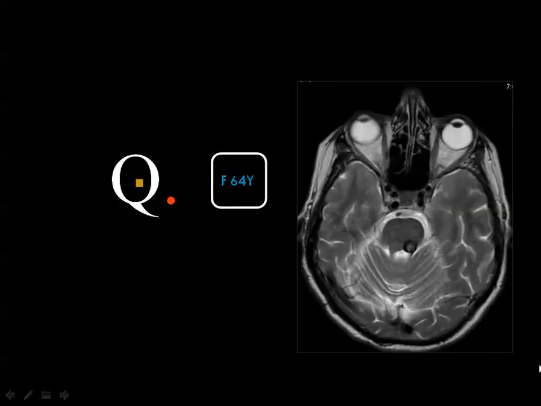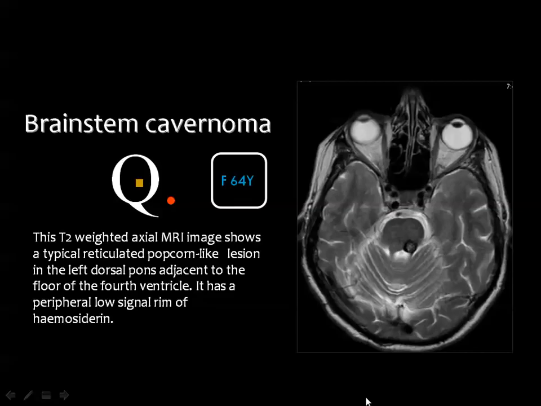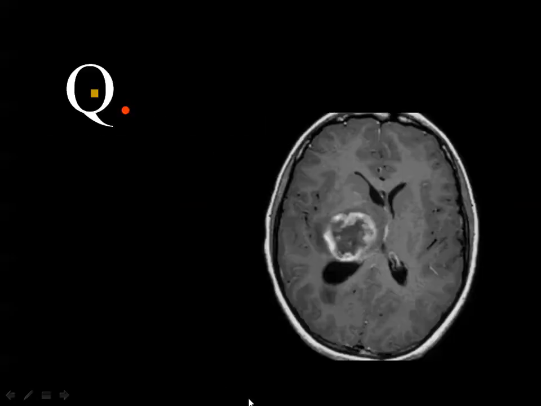64 years old female with this lesion in the posterior part of the pons. What do you think? Yes, and this lesion is very characteristic because of the low signal, jet black hemosiderin rim. Diagnostic of brainstem cavernoma. The most common presenting symptom of cavernoma is seizures, but brainstem cavernoma never presents with seizures, but presents with brainstem symptoms.